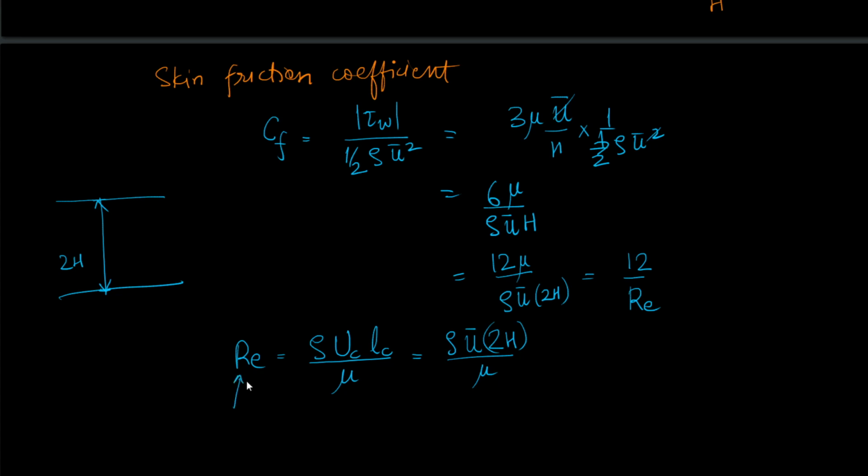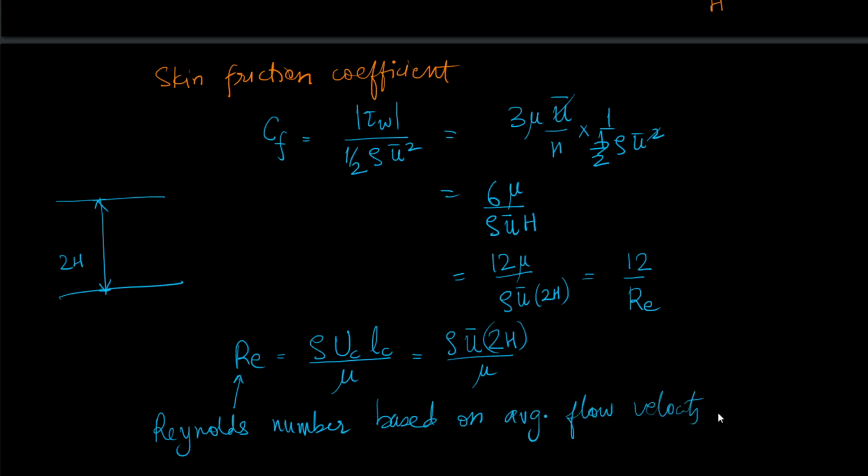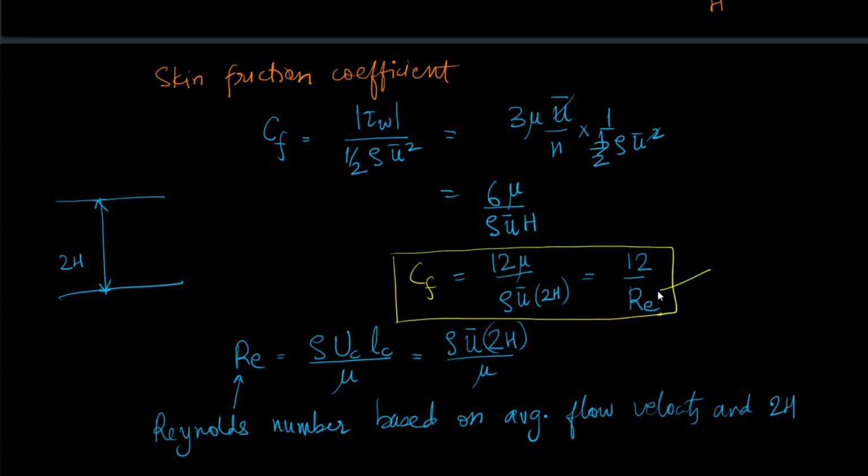So this is the Reynolds number based on the average flow velocity and channel height 2h. There is no universal way of defining a Reynolds number, and you must specify what the Reynolds number is defined on. So this gives us an expression for the skin friction coefficient, and because it's a dimensionless number, it eventually comes out in terms of a dimensionless number. You can verify yourself that the Reynolds number is in fact dimensionless.